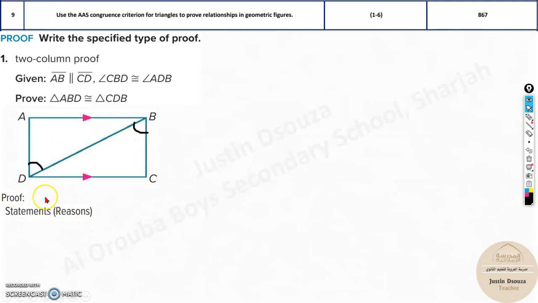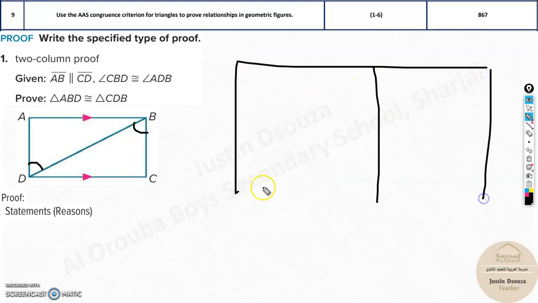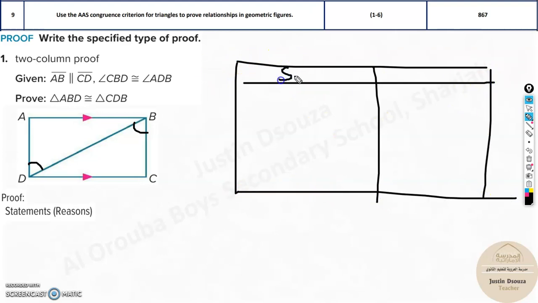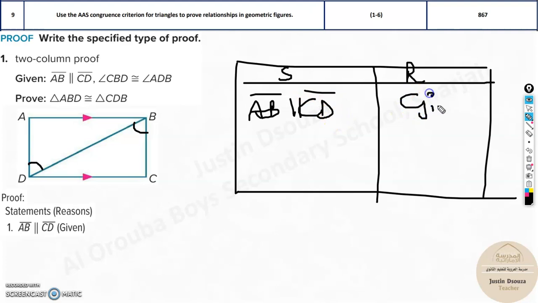Let's see. For this, you can make two columns, say for example like this, and write the statements over here, and then the reasons, or you can just write the reasons in brackets, however it's convenient for you. This is more preferred. All you need to write over here is AB is parallel to CD, and the reason is given. In the same way you need to write all the others. So just remember this box: statement and reason.